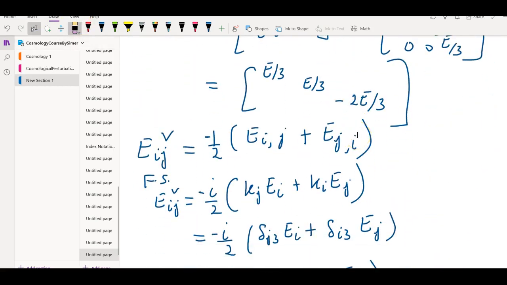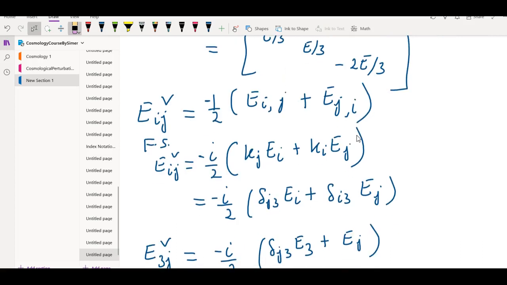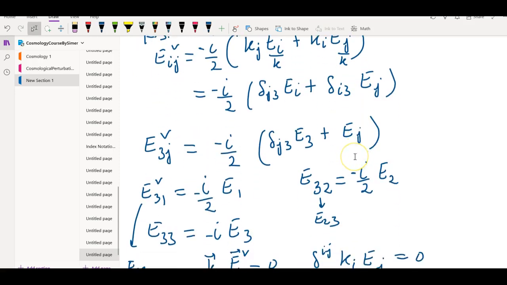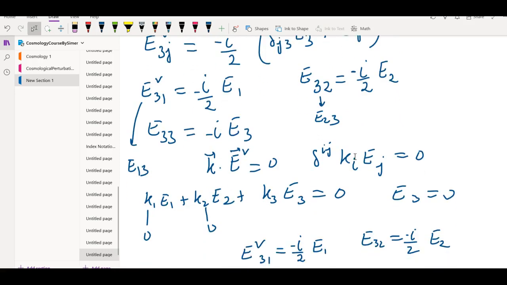Similarly here, when we are writing it in the Fourier space, this Ei is as per the convention. Here this is correct, because this will become delta j3 K, K K will cancel. This is good. Okay.